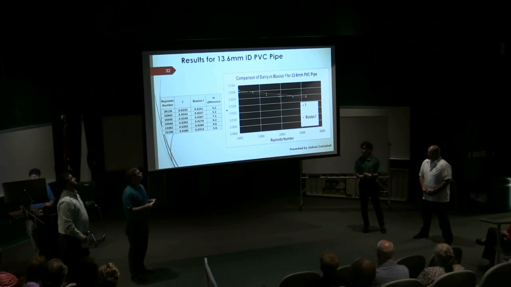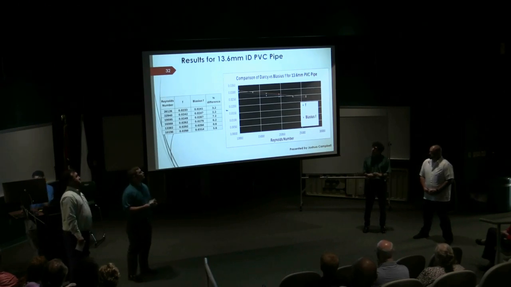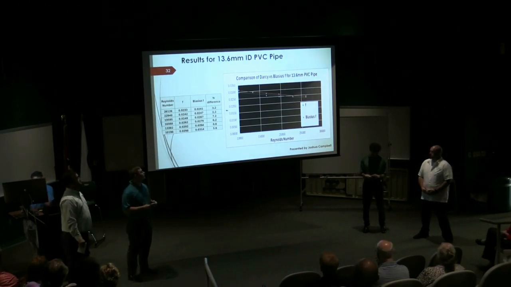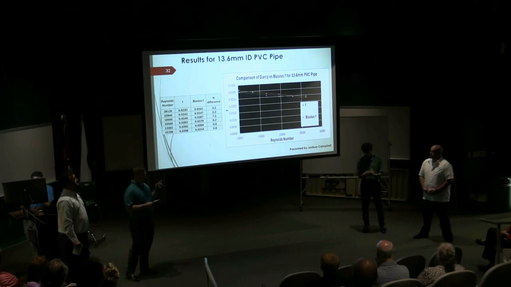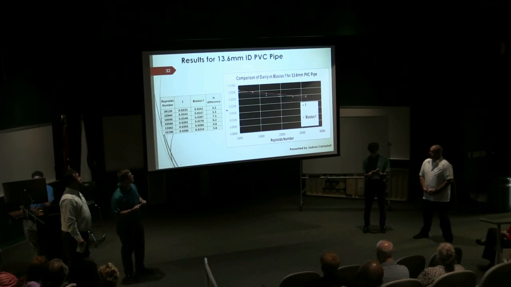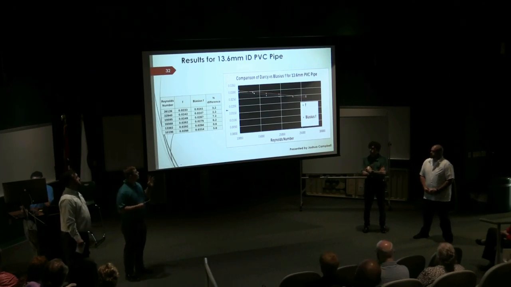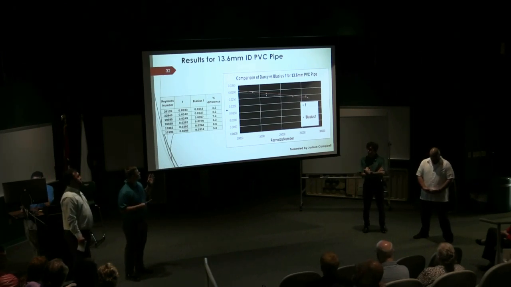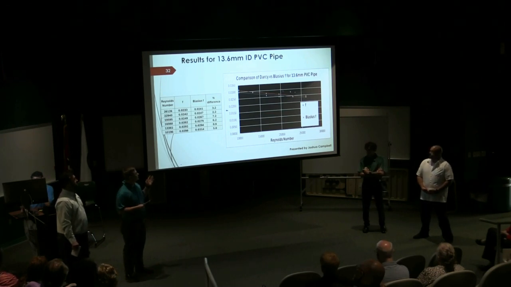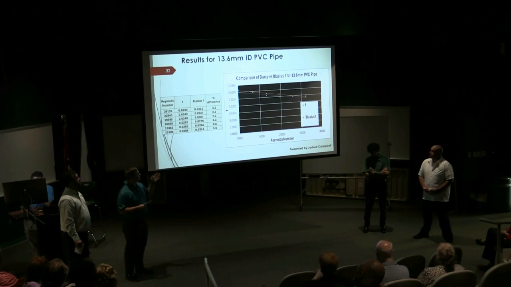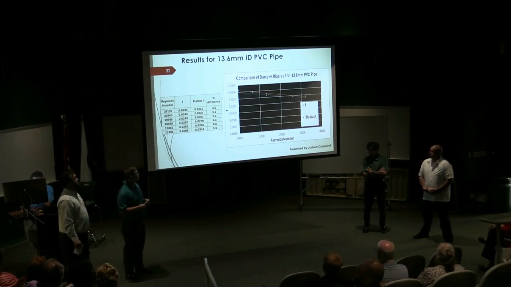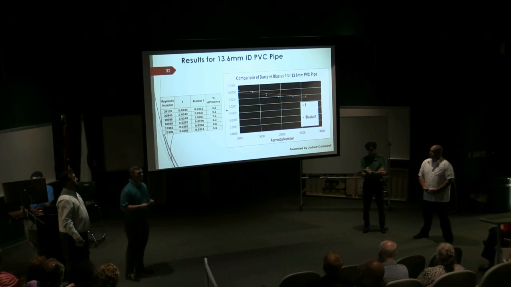Starting with the first pipe that we tested, it is a 13.6 millimeter diameter pipe. Looking at the Darcy friction factor and the Blasius friction factor, we can look at the numbers and tell that they are very similar, and we plotted those over here. We can use this to determine that it is smooth based on the little difference between the two lines.